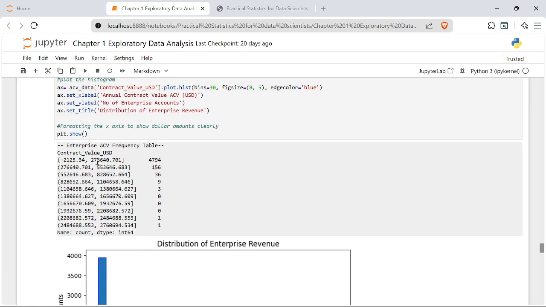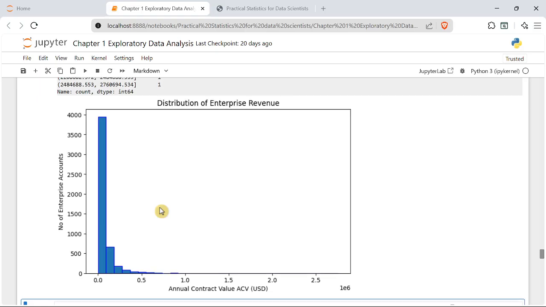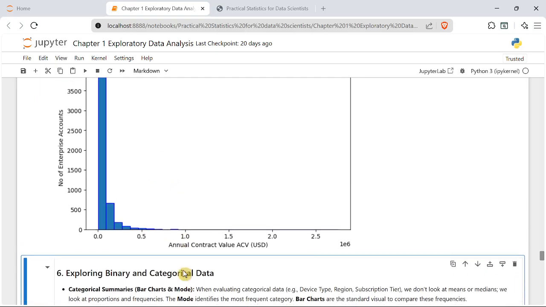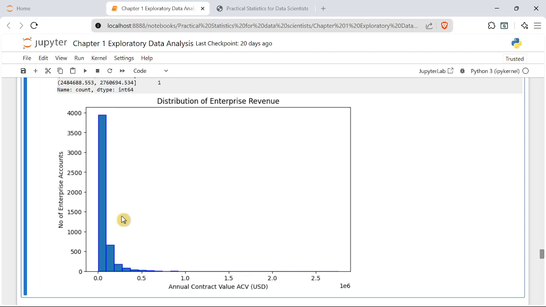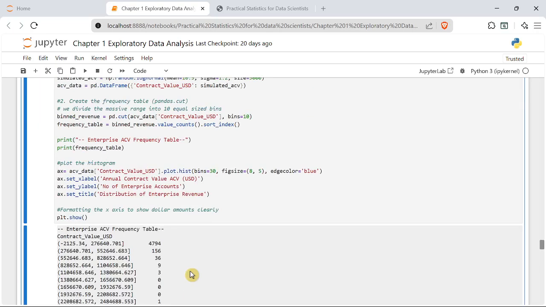to $2,76,000. We have 4,794 accounts. Similarly, in the next range, we have 156 accounts, and so on. And you can see the distribution as well. Annual contract value, ACV, and number of accounts. Okay. So you can see the annual contract value as well.